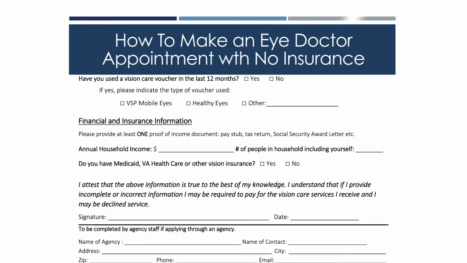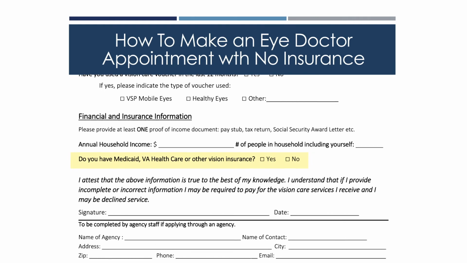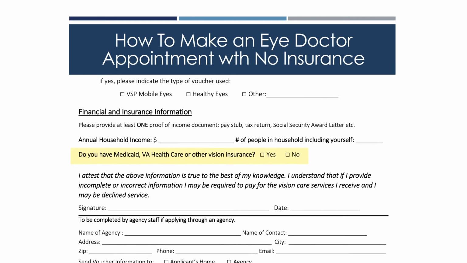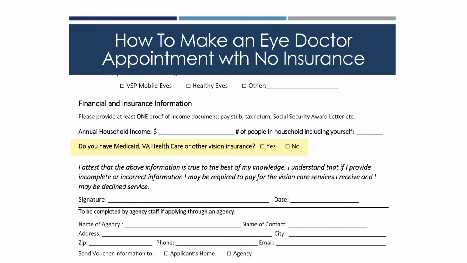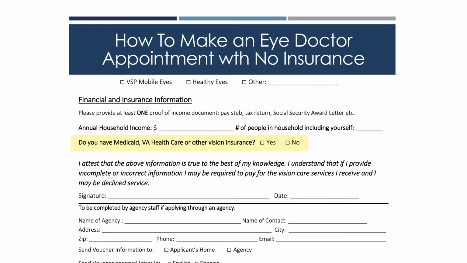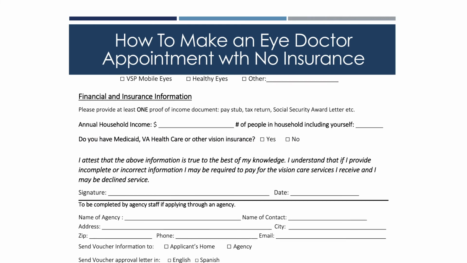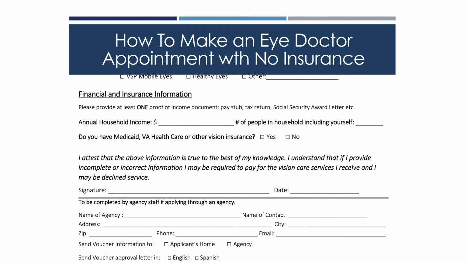The final question on the application is if they have any vision insurance coverage. So if they have Medicaid or if they have private insurance, they would check yes. If they do not have any, they would check no. This information is important. If you're applying for the glasses only program, you can have vision insurance coverage, but you need to have exceeded it and not have any further coverage for glasses.